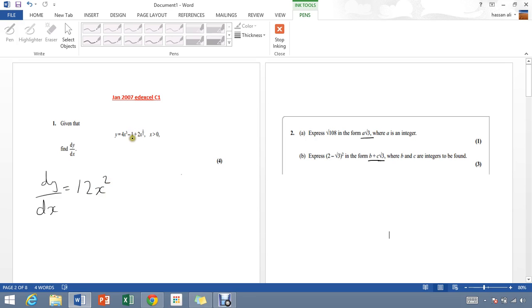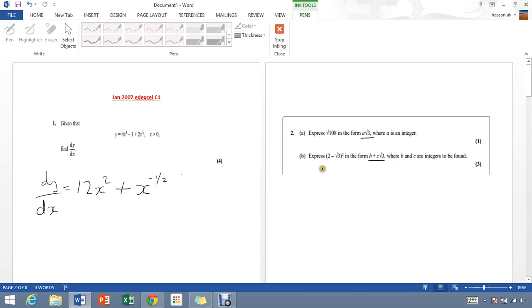Now remember, this minus 1, a number, if you differentiate it, it will give you nothing. Multiply the half by the 2, which will just give you 1. So we just put down x. We don't put down the 1 in front of it because I know there's only one x there. And a half, take away 1, will be to the power of minus a half. Okay, so that's your answer to the first one.